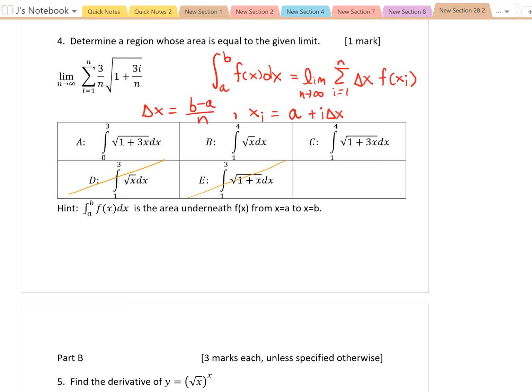Now the other ones, they all have the correct delta x, so they're all 3 over n, and let's check the rest of this. So I'm going to circle this piece. 3 over n is a delta x term. What's left over has to be your f of x sub i. So I'm going to propose that f of x is the square root of a plus i delta x, the square root of x sub i.